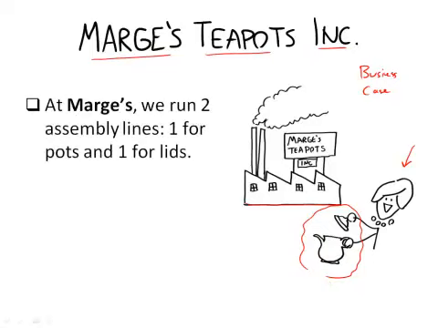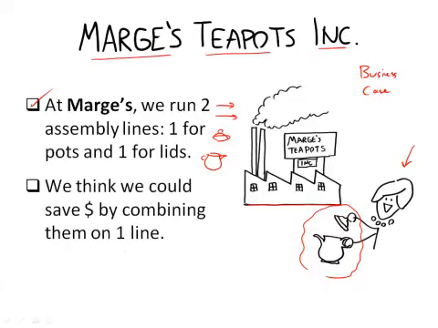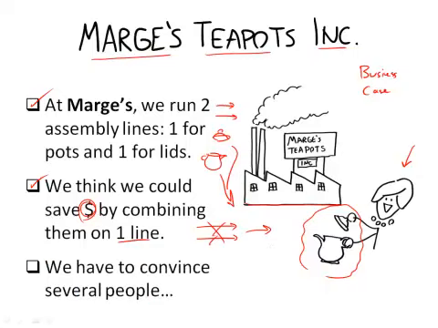Idea number one is that at Marge's, we run two different assembly lines. One assembly line makes the lids for the teapot, and one assembly line makes the pots themselves. We're thinking that in these times of efficiency, we could probably save money by combining those onto one assembly line. Rather than running two, what would happen if we just ran one? We think it's a good idea, but again, this is a business case study.